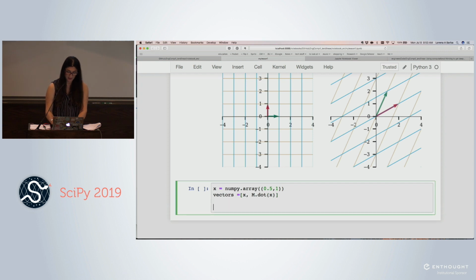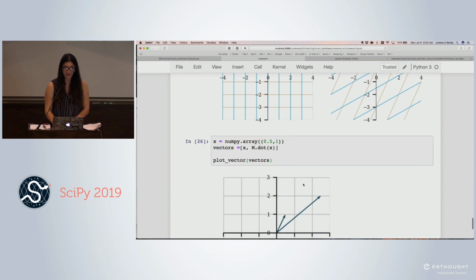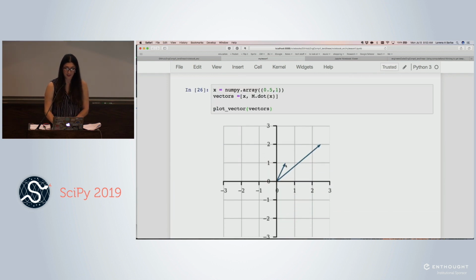Then I'm going to use our helper plot vectors with this list of vectors, and I can see what happened to this vector. Originally, it was here, 0.5, 1, and after the transformation, it lands over there. And I can now see what happens to any vector. Now, here's something to notice.